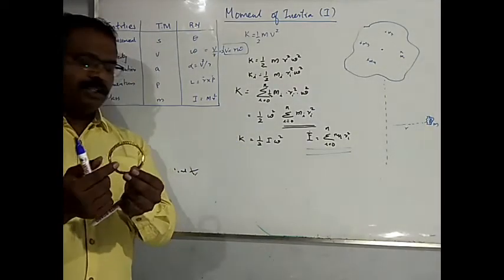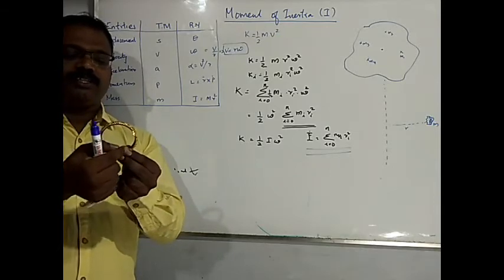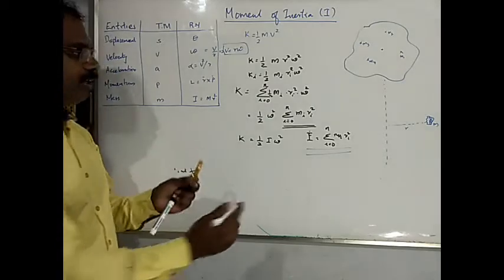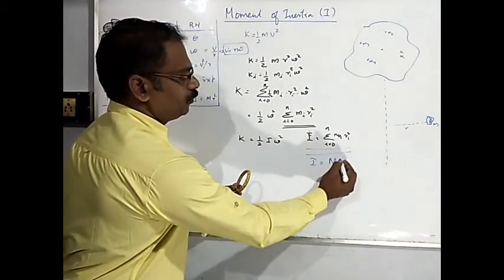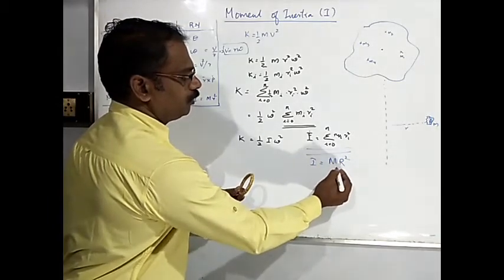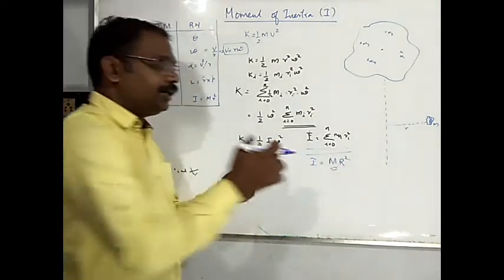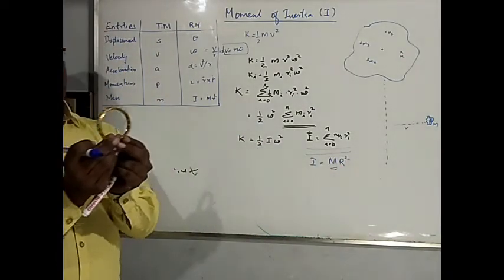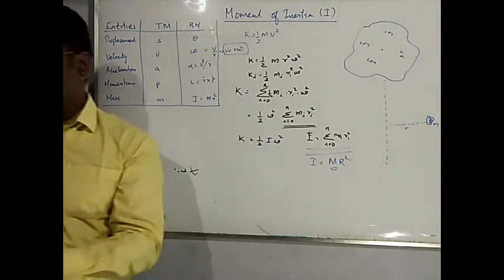In this case, there are no different points, right? Only the distance from the center is r. Therefore, we can rewrite this equation as I equals m r square, where m is the mass of this ring and r is the radius of this ring. This is one case.